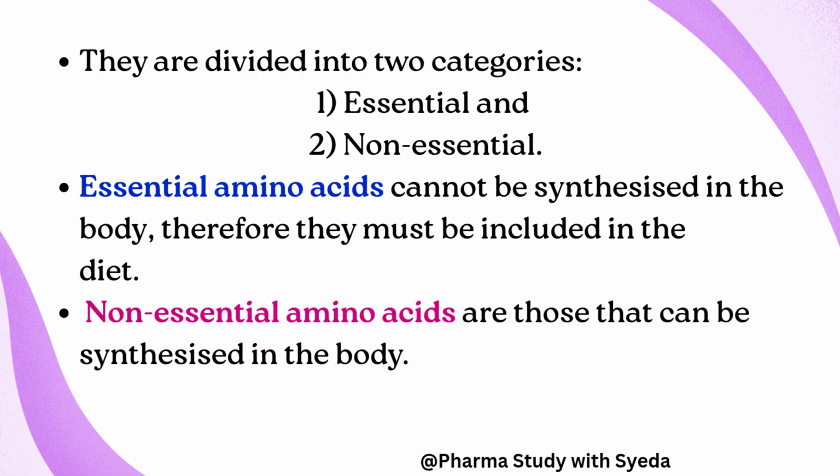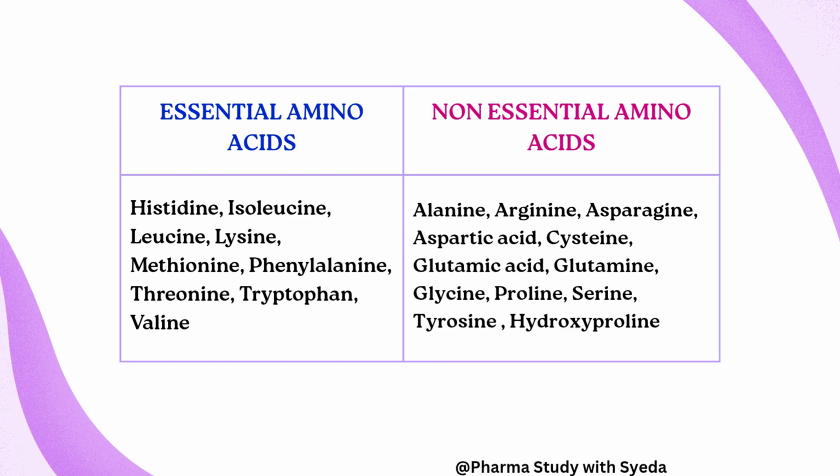They are divided into two categories, 1. Essential and 2. Non-essential. Essential amino acids cannot be synthesized in the body, therefore they must be included in the diet. Non-essential amino acids are those that can be synthesized in the body. Essential amino acids include histidine, isoleucine, leucine, lysine, methionine, phenylalanine, threonine, tryptophan, valine. Non-essential amino acids include alanine, arginine, asparagine, aspartic acid, cysteine, glutamic acid, glutamine, glycine, proline, serine, tyrosine, hydroxyproline.